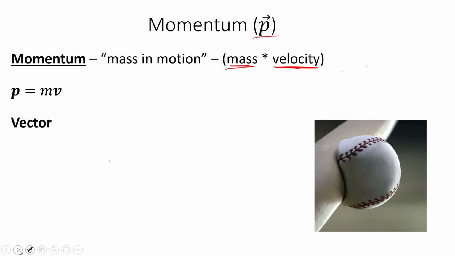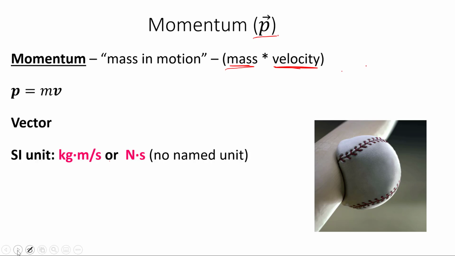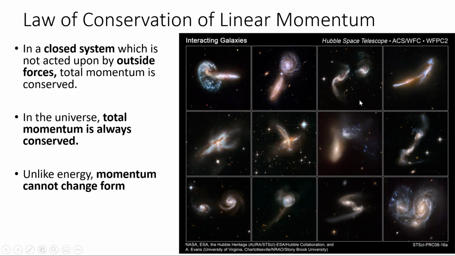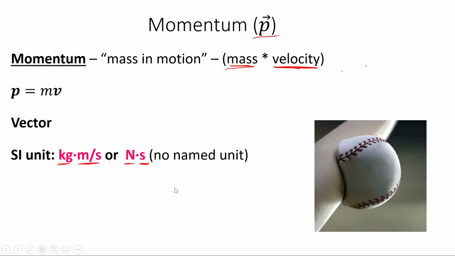That's our equation, and it is a vector. So unlike energy, momentum has a direction, which means a change in the direction of motion is a change in momentum. The SI units for momentum are going to be the units for mass times the units for velocity: kilograms meters per second. We could also use newtons times seconds. Those are equivalent units. It doesn't have any special names for its unit.